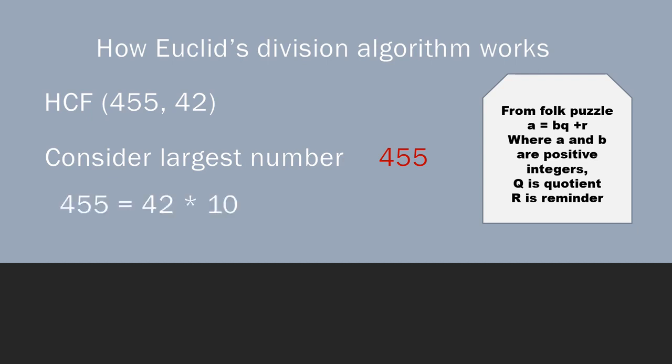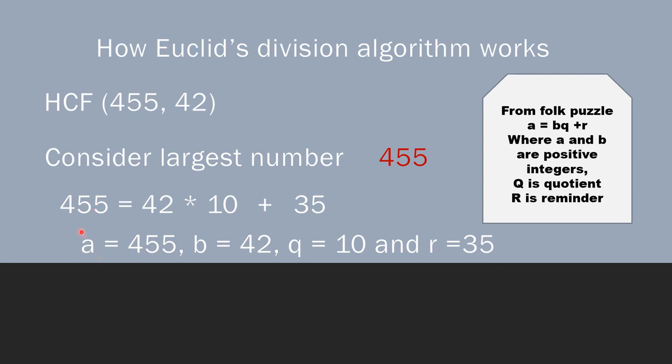Now we'll start. a is 455 and b is 42. 42 into 10 gives 420, but that is not equal to 455. So adding 35 makes it. Now we derive the values: a is 455, b is 42, q is 10 and r is 35. We have to continue this algorithm until we get r equal to 0. Now r is not 0, so we have to continue with finding the HCF of b and r.